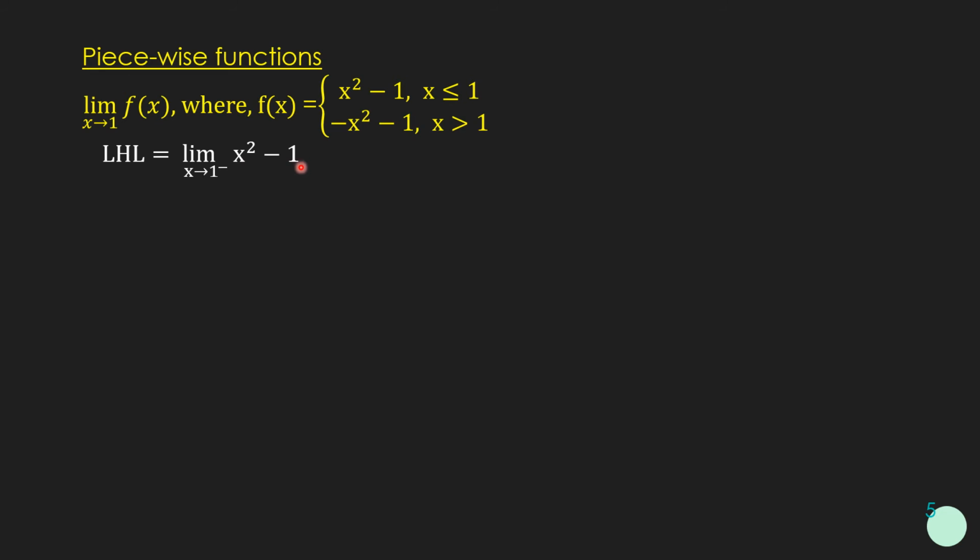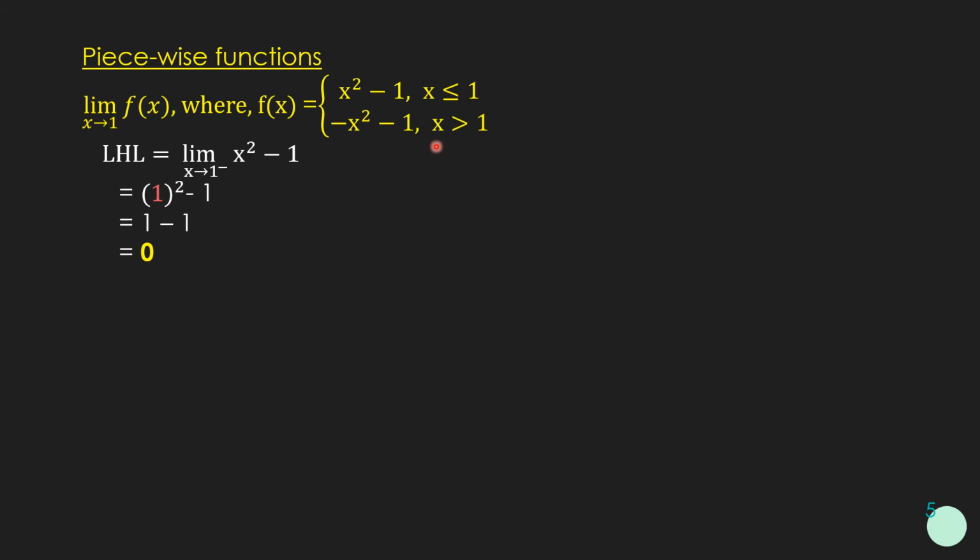This is a polynomial function, so we can solve this limit by direct substitution. So we will put x equals 1 in the function and find its limit. So it will be 1 squared minus 1, which will be 1 minus 1, and finally it will be 0. So the left hand limit or LHL is 0.